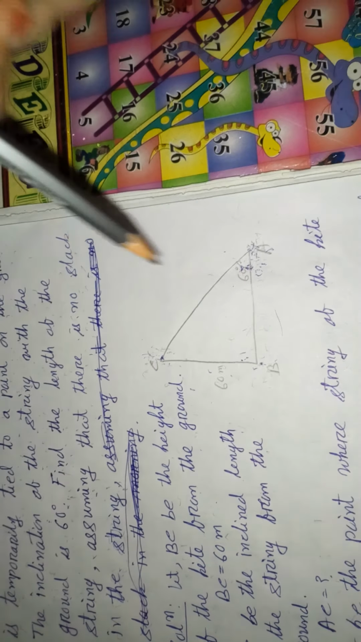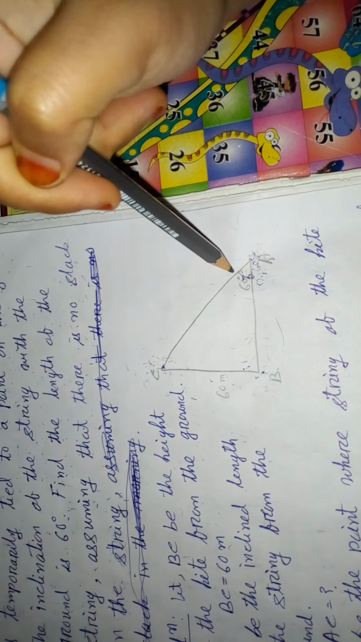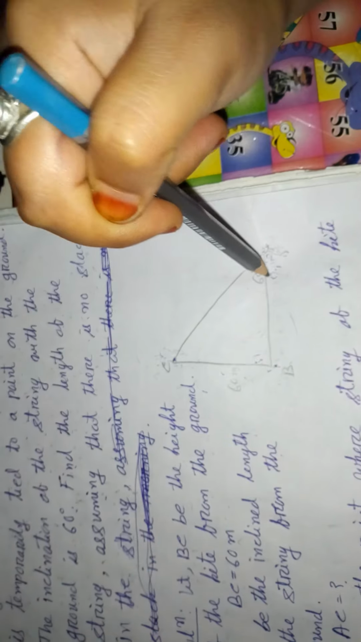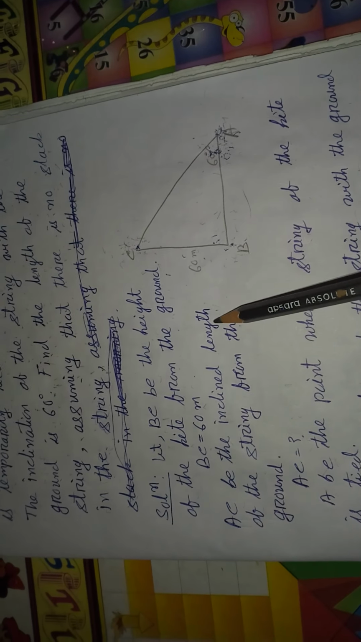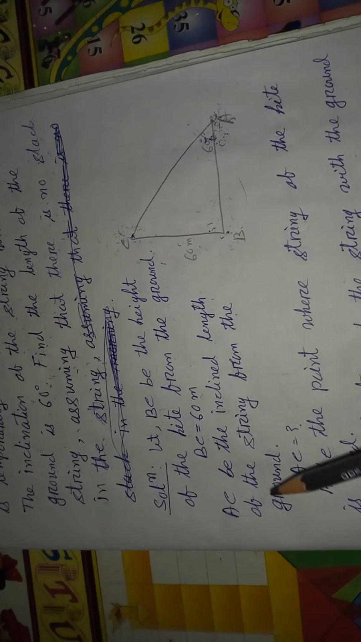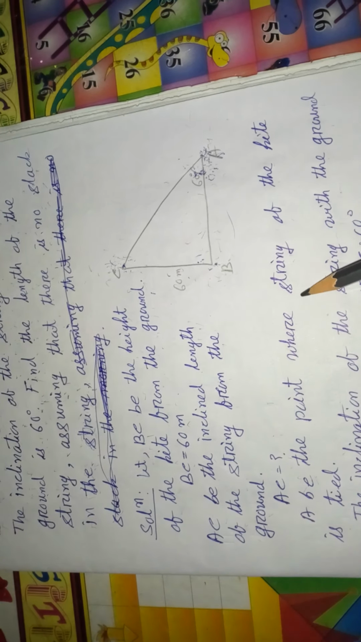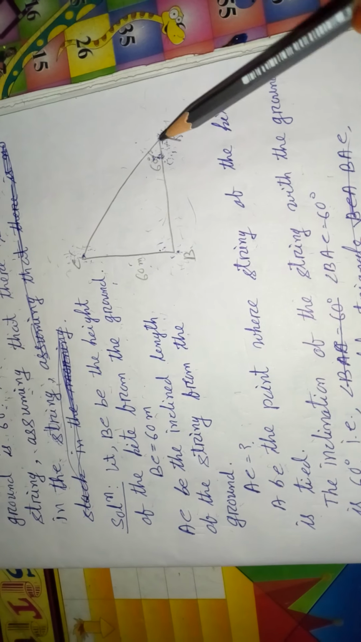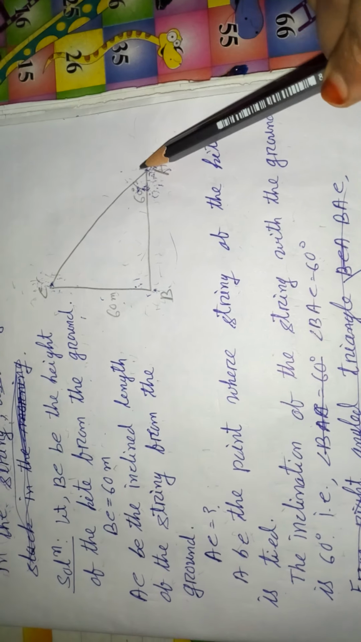So according to our question, we have to find the string length, so that means the length AC. This string is making a 60 degree angle with the ground level. In our question only this information is given. So AC is the inclined length of the string from the ground. This AC is the string length. Now we can find AC. A is the point where the string of the kite is tied.